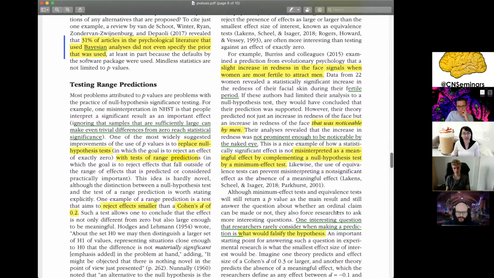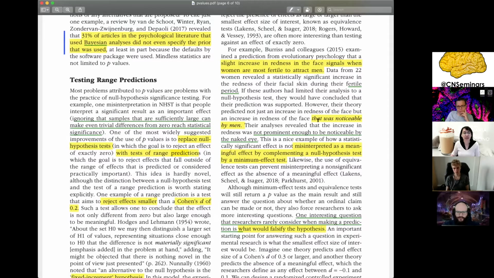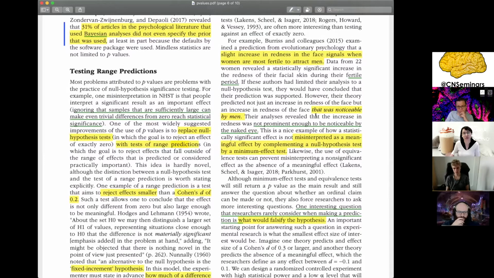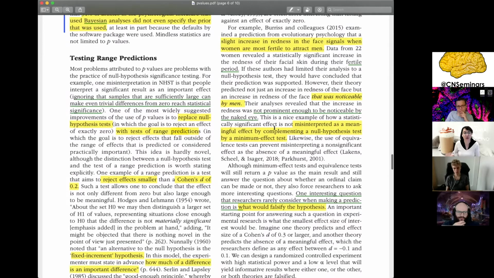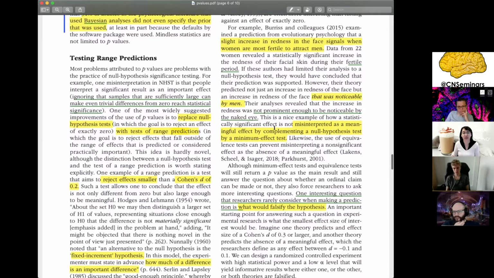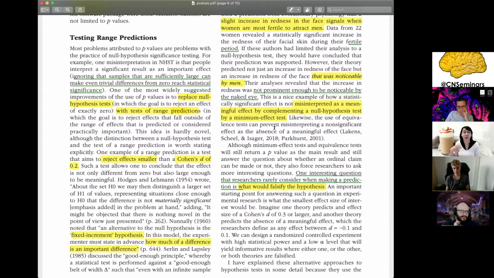For example, here there is an example: a study in 2015 looking at the color of the face of women when they are in a fertile period, whether they are more red. In this study, they highlighted a significant difference in the color of the skin. So actually there is a difference. But this difference was not large enough to be seen by men, by the naked eye. So actually it was not so important. So this is an example of how it's important to complement significant results with a minimum effect test.